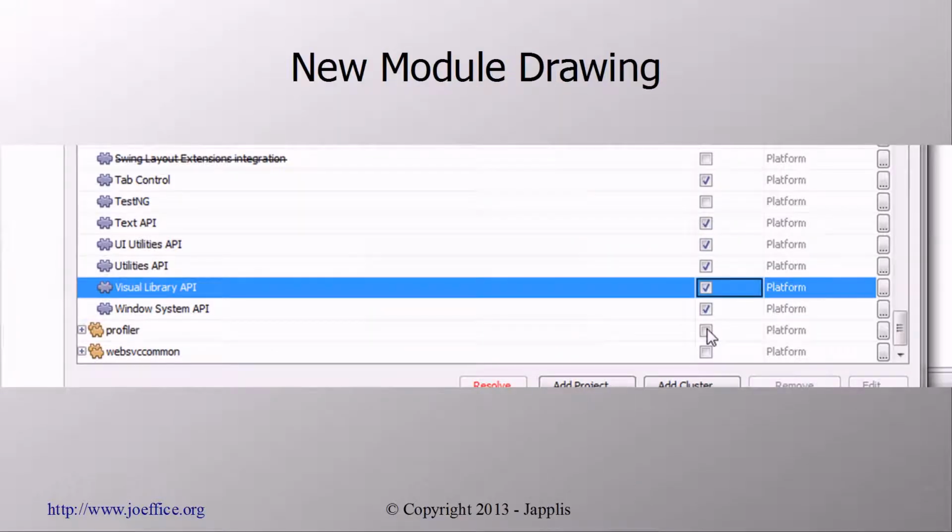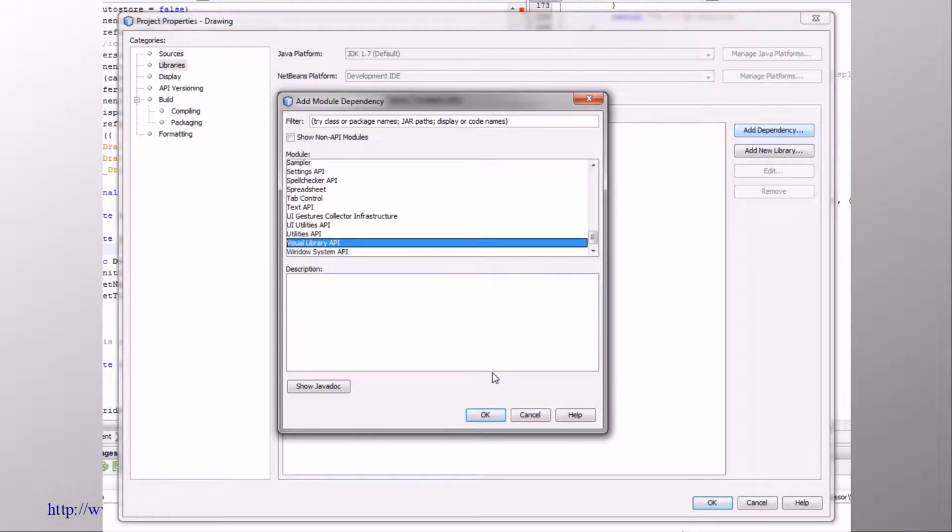Then I'm also going to add the Visual Library. The Visual Library is a library that is included in NetBeans and that you can use in a NetBeans platform application to draw and to manipulate drawings. So the idea is just to use this library and apply it to SVG. I add to the modules also the dependency on the Visual Library API.